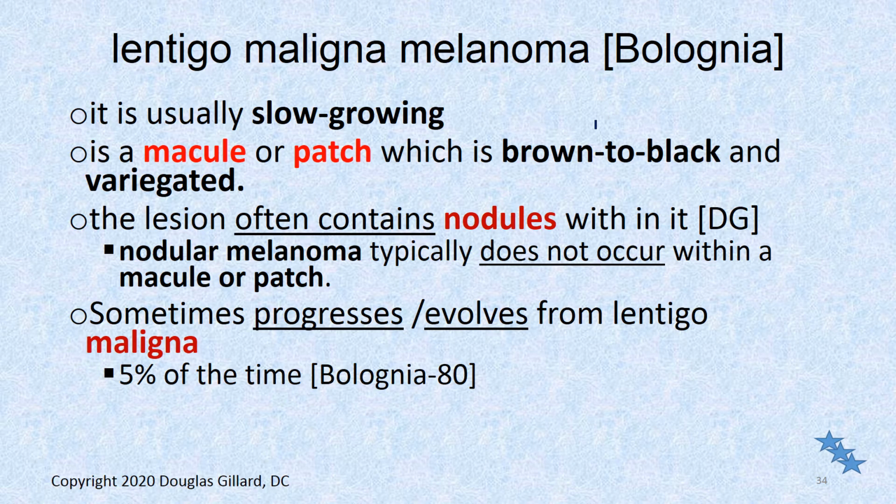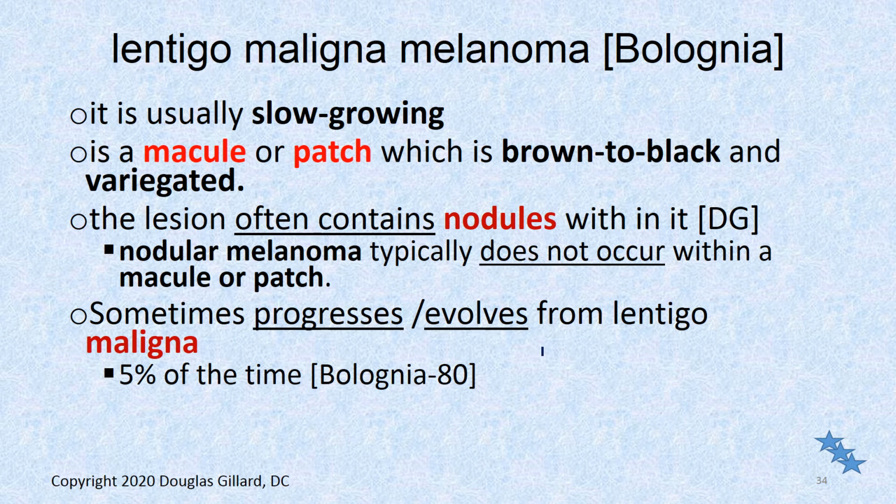And slow growing, we said, is a macular patch, so it's usually fairly flat. It's variegated, black to brown. And the key is it often contains a nodule within it. And that's how you can separate it from lentigo maligna or lentigo, because those don't have nodules in it. But sometimes it's hard to tell apart from nodular melanoma because nodular melanoma has nodules. The difference is nodular melanoma has just a nodule. This one has kind of a flat patch type and then a nodule within it. And so that's kind of the difference between these.